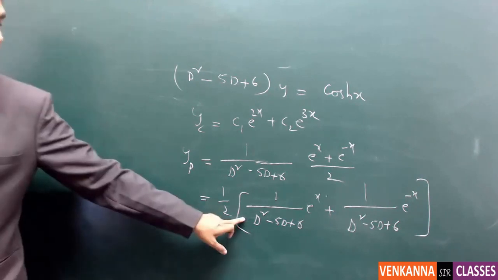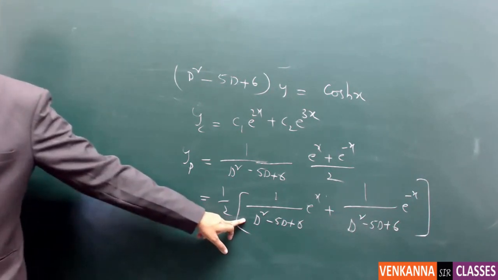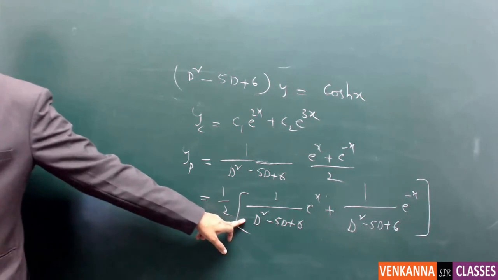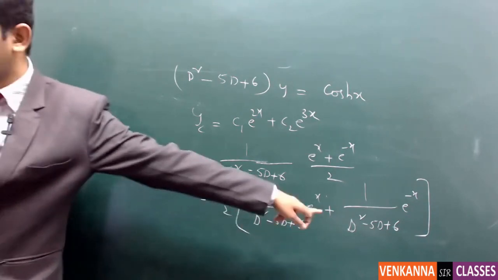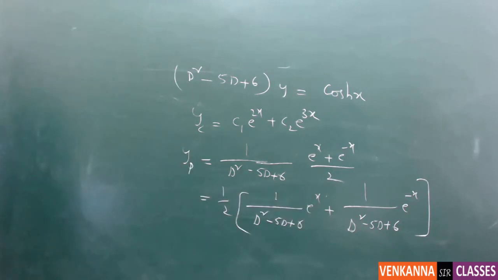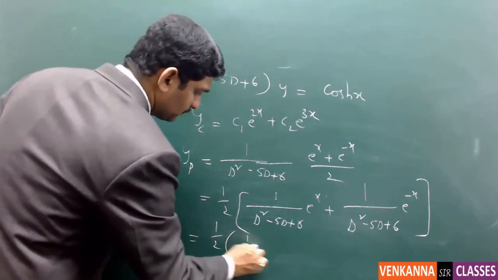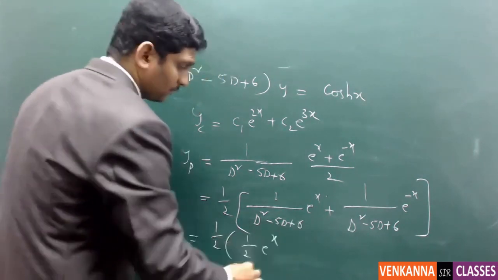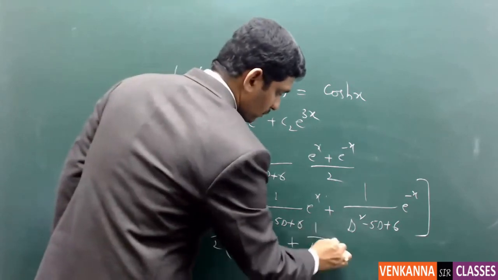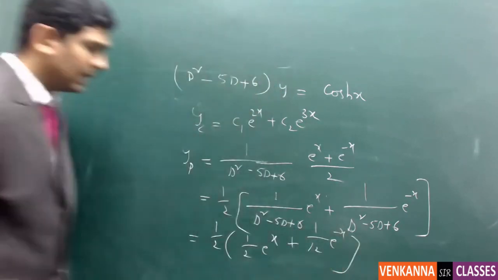So what is the number here? If you substitute 1 in place of d, it is 2. For the second, 12, right? So 1 by 2 into... Can I write like that?